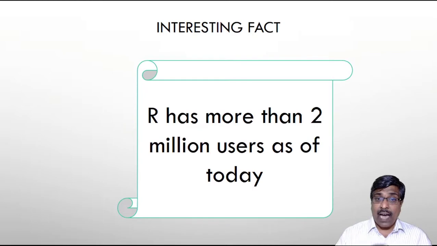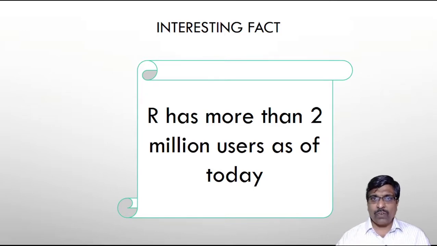What is that? R has more than 2 million users as of today. Remember, this is a very interesting fact in R. The growth of R has been exponential for the last 6-7 years. Today we have around 2 million users in R, and R is predominantly used in various applications in data science. So you're going to be one of them, and you're also going to be an R programmer after you finish this particular course. So keep going. That's a nice show from all of you.